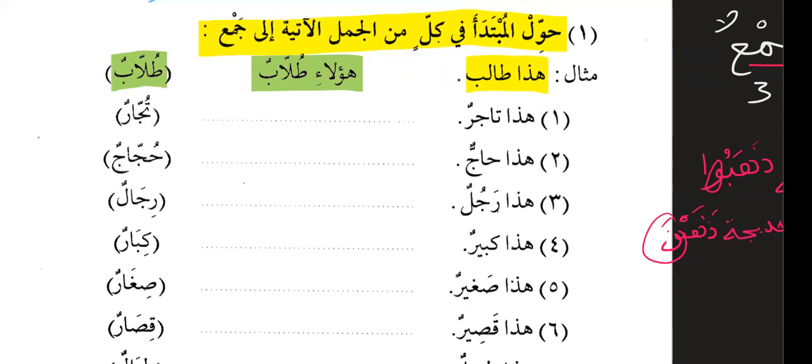So here, for example, تاجر, all we have to do is write هؤلاء and then the word between the two brackets, تجار. هؤلاء تجار, which means these are businessmen. هذا تاجر, هؤلاء تجار. So we can have Ismail, if you want to read the first one.